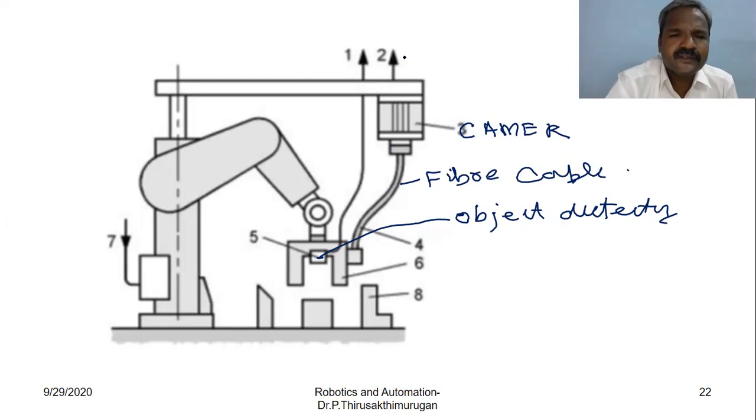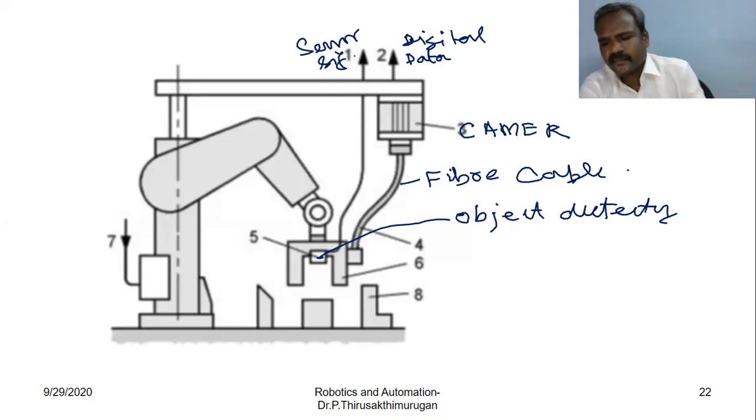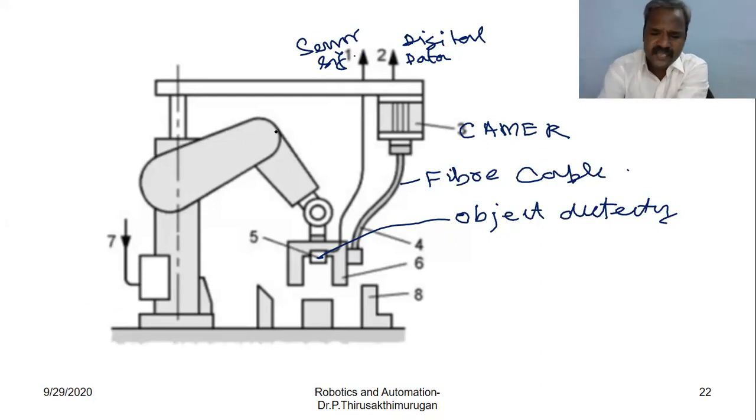This 2 is nothing but data from the camera, digital data passed to the controller. This is the sensor, so the digitized sensor signal. The 4 is the fiber optic cable. 6 is the jaw.